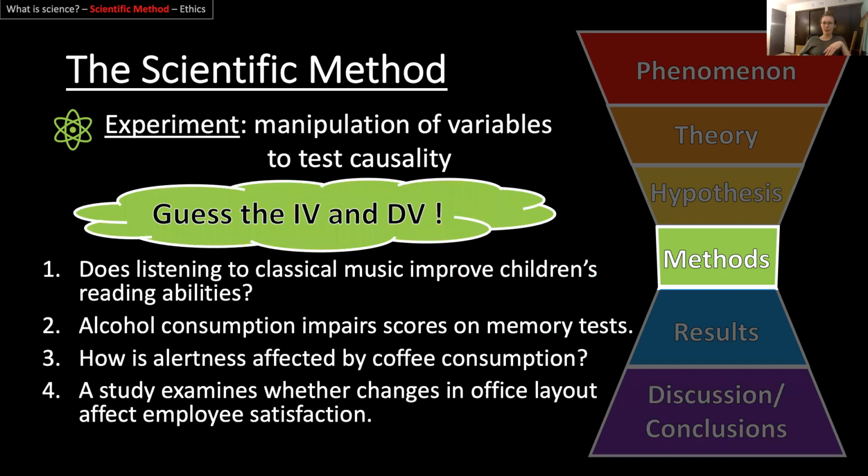So let's play another game. Let's see if we can identify what the independent variable and dependent variable are in each of these four examples. So I want you to read through these four different studies and see if you can identify what the researcher likely manipulated and what the measure of the outcome was.